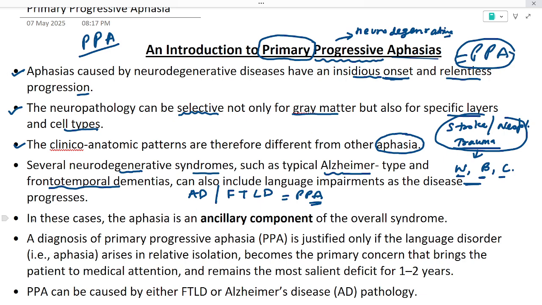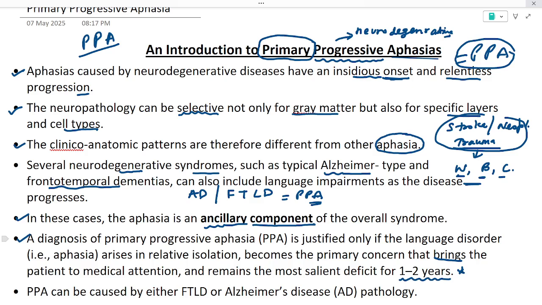In these cases, the aphasia is not an ancillary component. It is the main component, the primary component of the overall syndrome. A diagnosis of primary progressive aphasia is justified only if the language disorder arises in relative isolation and becomes the primary concern that brings the patient to medical attention and remains the most salient deficit for 1 to 2 years.